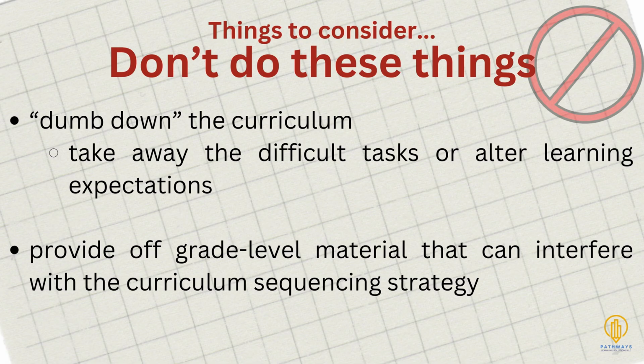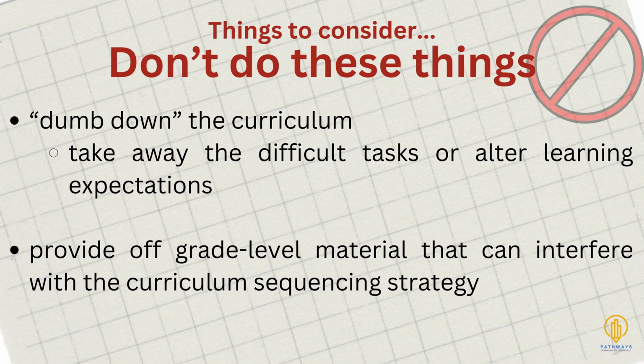Don't dumb down the curriculum. So in other words, don't take away the difficult tasks or alter learning expectations too much. Try your best to make sure that you keep rigorous instruction as a goal. Just because something is difficult doesn't mean that it's impossible for a student. Find ways to make sure that the student still gets to at least attempt to access the target skills being taught.